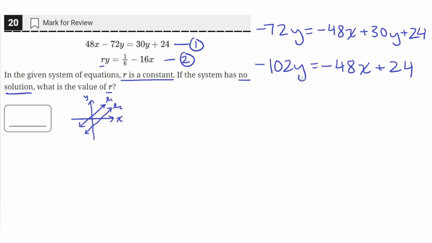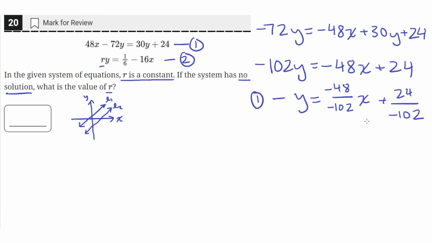And then let's get y alone. So let's divide both sides by negative 102. So on the left, we'll be left with just y. Then we'll have negative 48 over negative 102 x, and then 24 over negative 102. Okay, so now we have equation 1 in the form y equals mx plus b. m is negative 48 over negative 102, and b is 24 over negative 102.